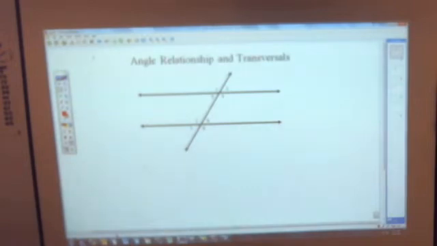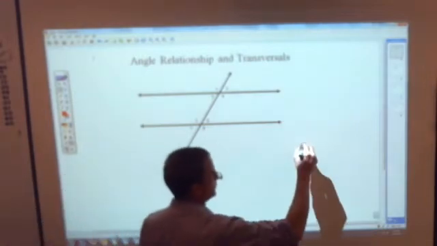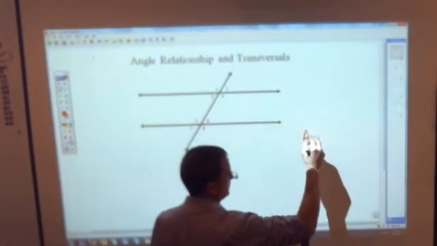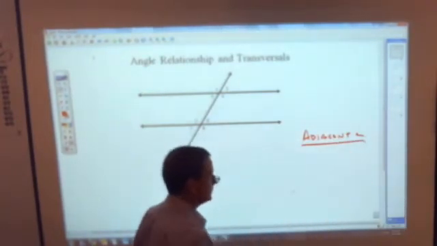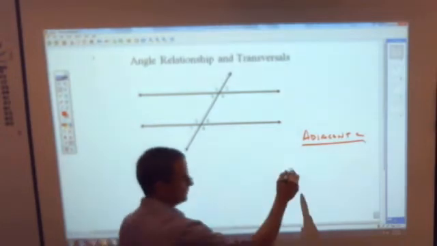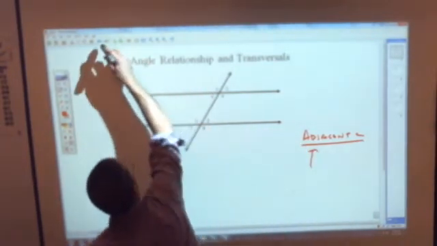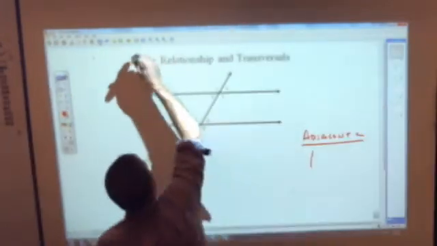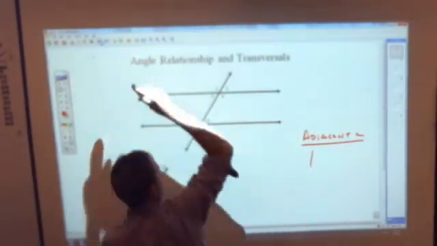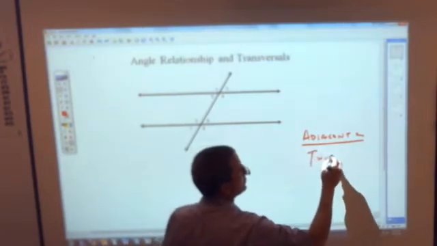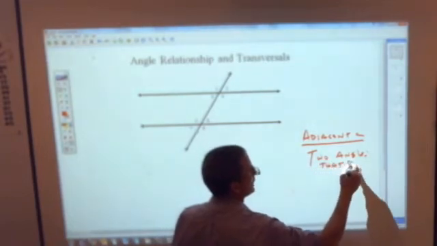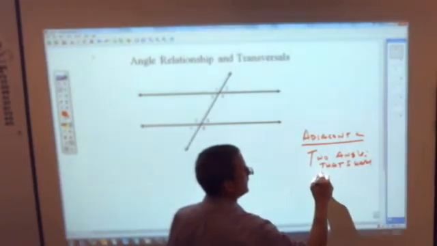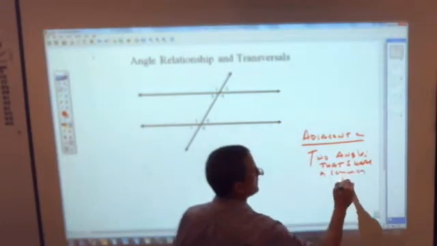And right out of the book here, we have these definitions. We have angles that are called adjacent angles. We did this last year? Yes. Adjacent angles are two angles that share a common side.